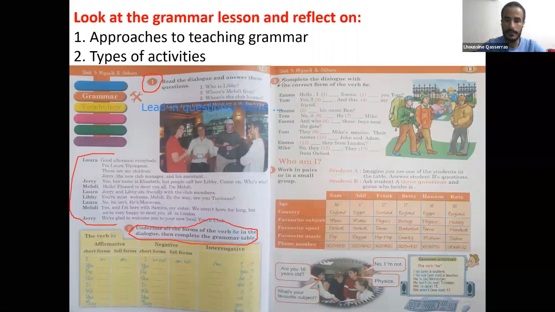Number three, complete the dialogue with the correct form of the verb be. What is this? Production, fill in the gap. Practice, good. Practicing, practice and production. So number three is practice. And there are two types of practice: restricted practice and freer practice or production.